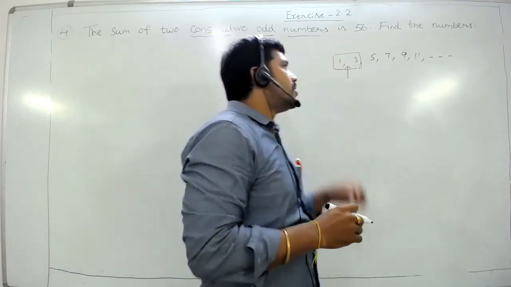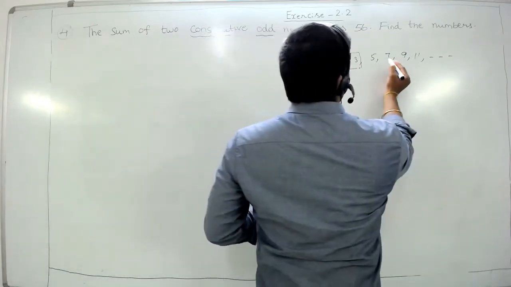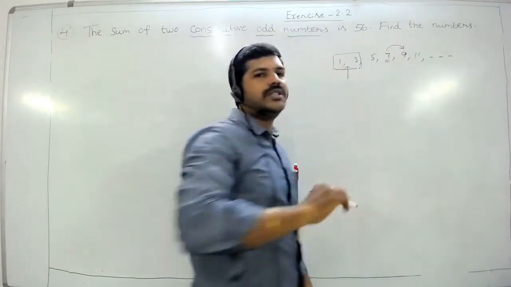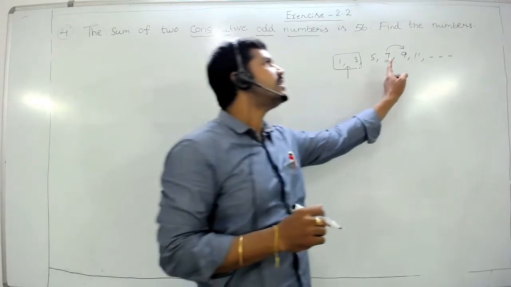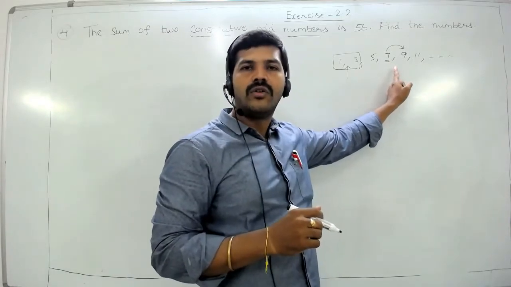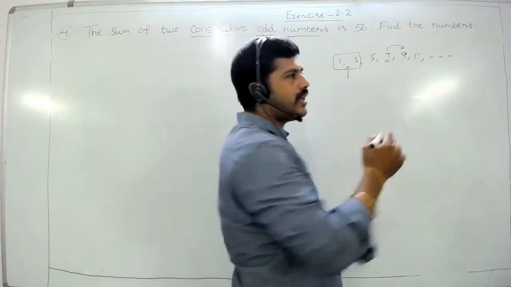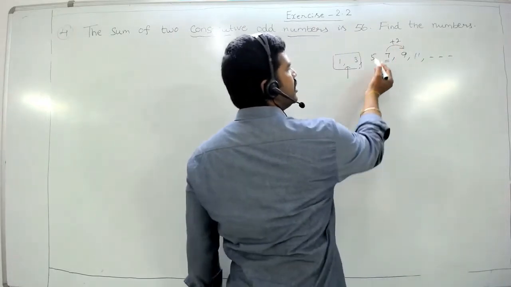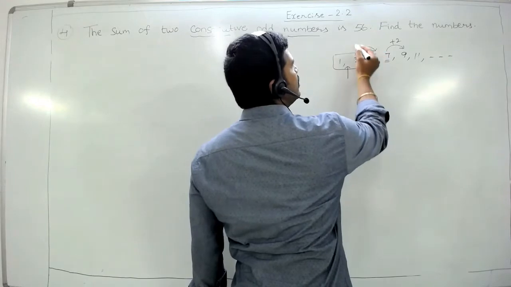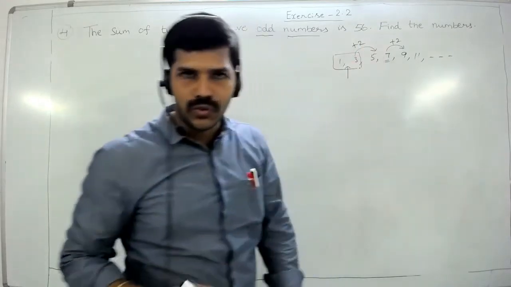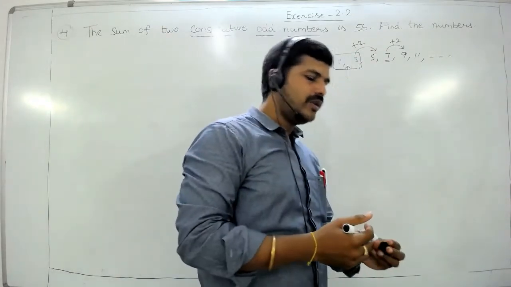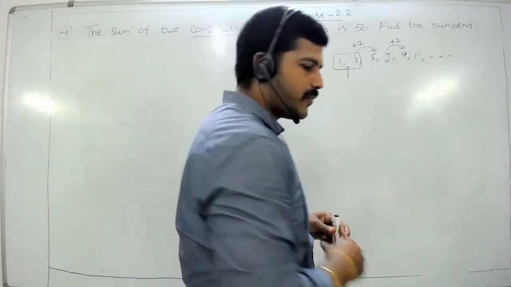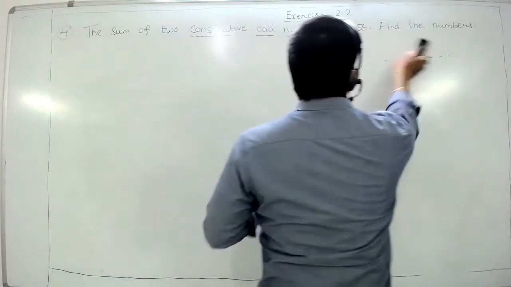Okay, right. So now if you know any one of the odd numbers, how to get the next odd number? By adding 2, very good, by adding 2. If you know any one of the odd numbers, we will get the next odd number by adding 2. Yes or no? Yes. Now with this help, we start the problem.